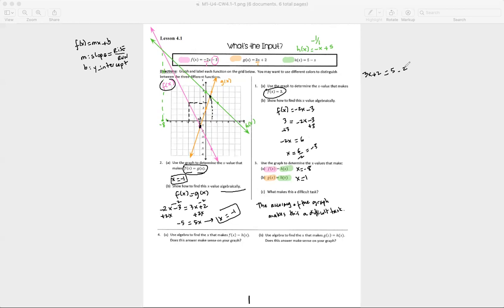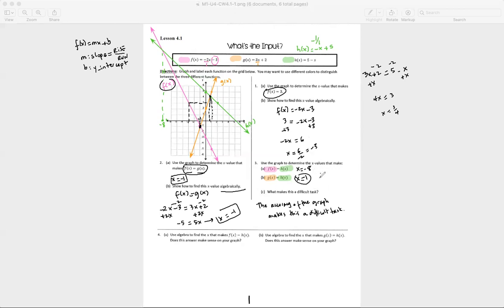I will get 5 minus x, not minus 2. So by adding x to both sides, I get 4x, and by subtracting 2, I get 3. I get x equals 3/4. So x equals 3/4. It's not really at 1. It's a little bit left of 1. You see, algebra always fixes things here. So this is an approximation.